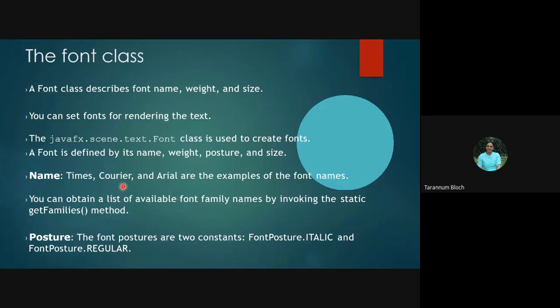You can get all the font families available in Java by the method getFamilies. So there is a getter method also, right? As well, we have font posture, whether it's italic or regular. This is called the posture. There are two constants for the posture of the font: FontPosture.ITALIC and FontPosture.REGULAR, right? By default it is regular, but if you want to go with italic, you can change the property.